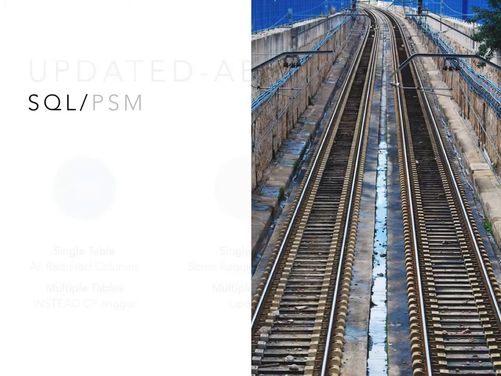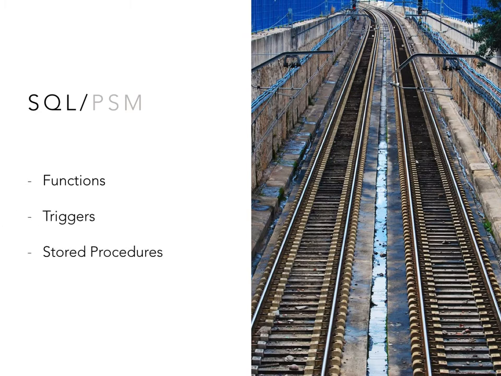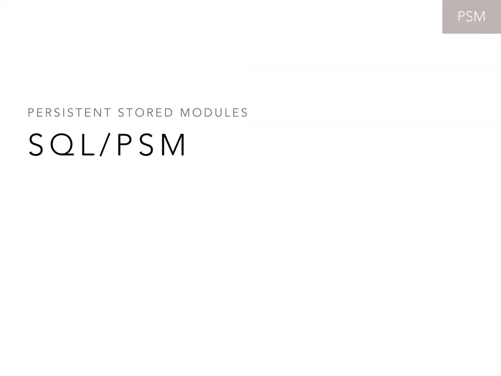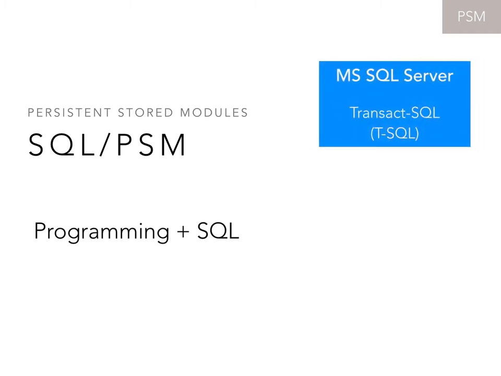Let's hit this last section now, which is the persistent stored modules. And the idea here is we're going to look at three ways that we can embed logic into our database: through functions, through triggers, and through stored procedures. So generally, we are trying to connect programming into our SQL, into our database. And every major database has a method of writing code inside the database. Microsoft SQL Server has this thing called Transact SQL, T-SQL, which is an extension that kind of augments SQL to have these procedural programming capabilities.